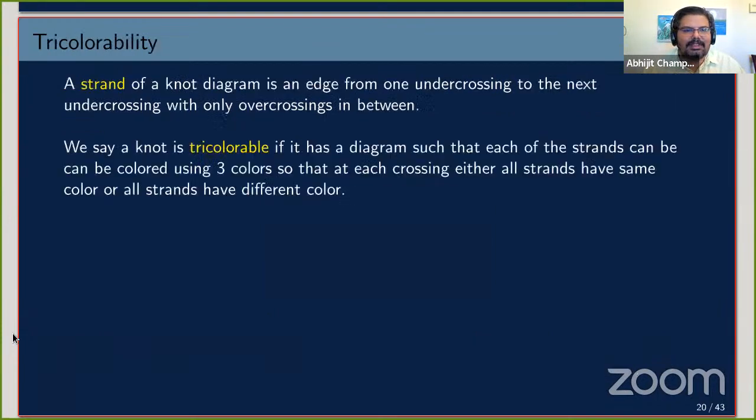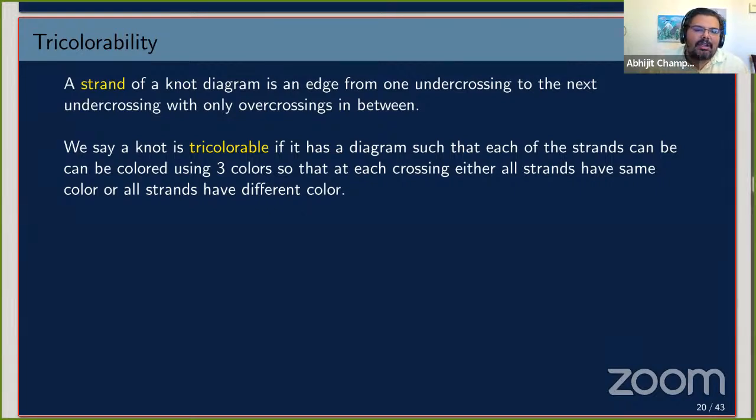Okay. Let's see a simpler way of distinguishing two knots. Let's say we don't know, other than from the knot tables, that a trefoil is actually a different knot than the unknot. A trefoil is not the unknot.